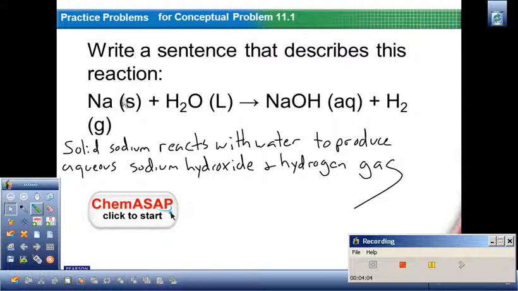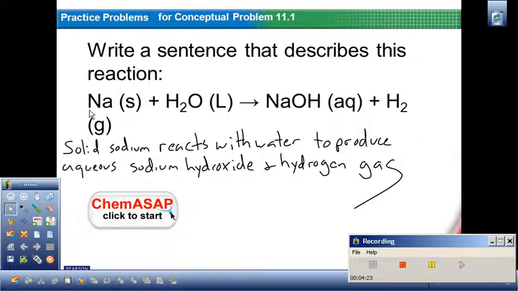We got some solid sodium. It's going to react with some water. We don't have to put the liquid for water because everybody knows. It's understood. And that's going to produce sodium hydroxide. Remember, hydroxide is a polyatomic. You should have that memorized. And it's an aqueous solution, and it makes hydrogen gas, the G for gas.